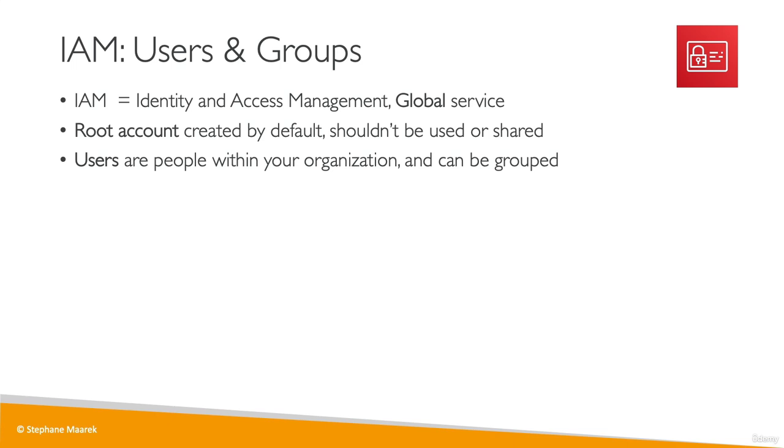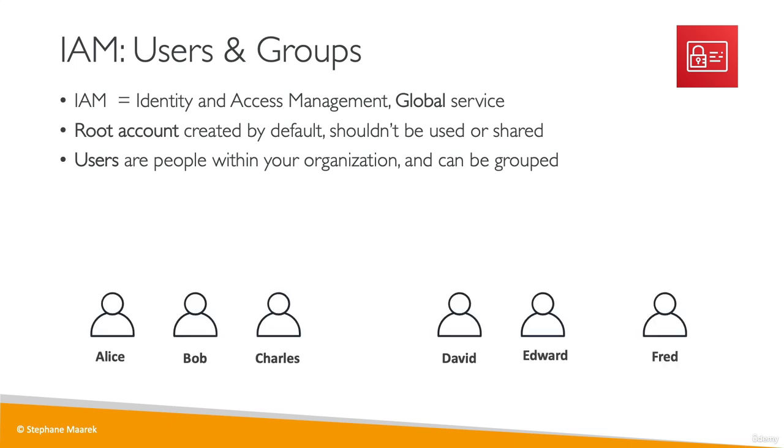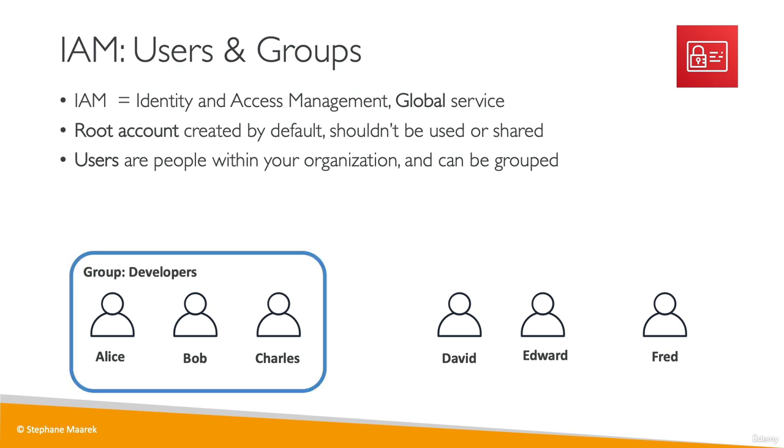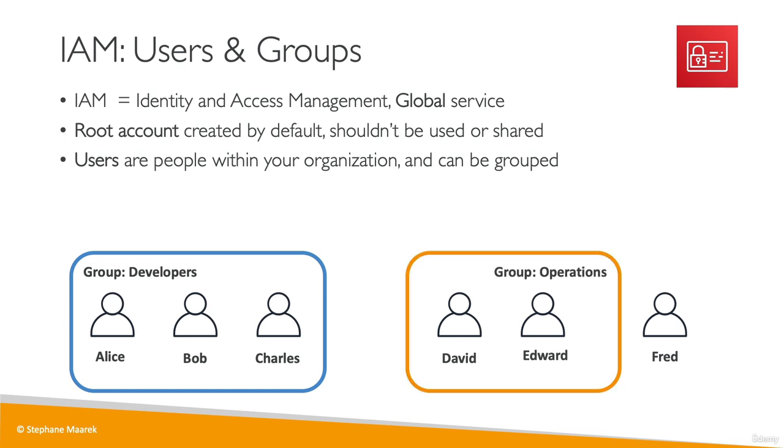So let's take an example. We have an organization with 6 people. We have Alice, Bob, Charles, David, Edward, and Fred. So all these people are in your organization. Now, Alice, Bob, and Charles, they work together. They're all developers. So we're going to create a group called developers, regrouping Alice, Bob, and Charles. And it turns out that David and Edward also work together, so we're going to create an operations group. Now we have 2 groups within IAM.